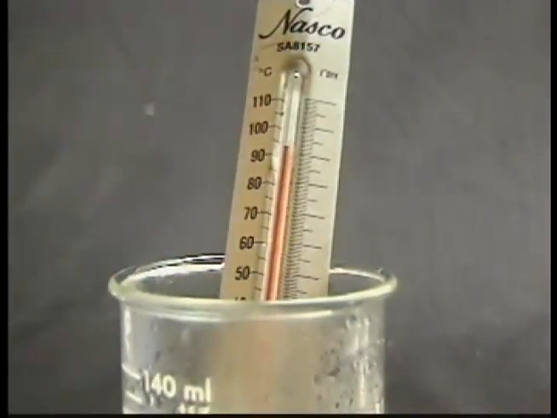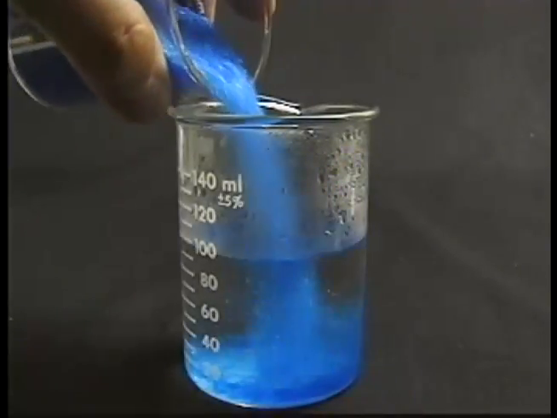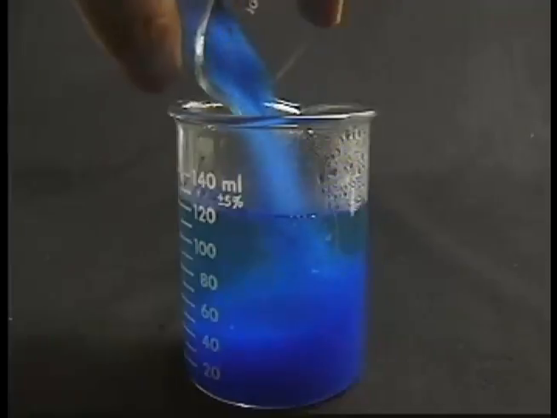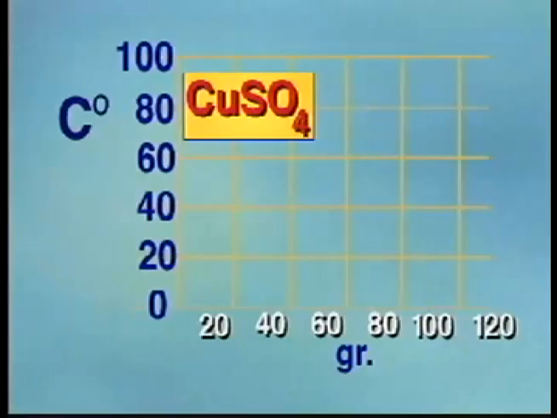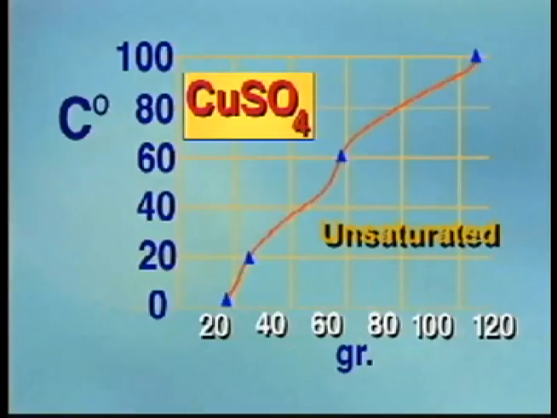If the temperature is raised to over 90 degrees centigrade, then as much as 100 grams of copper sulfate can be dissolved. This graph shows the relationship between temperature and the solubility of copper sulfate, CuSO4. As the temperature of the solvent increases, the solubility increases. Any solution above the line in the graph is saturated, and any solution below the line is unsaturated.